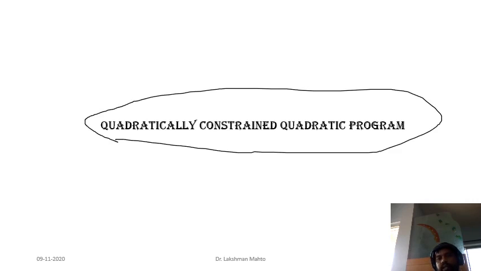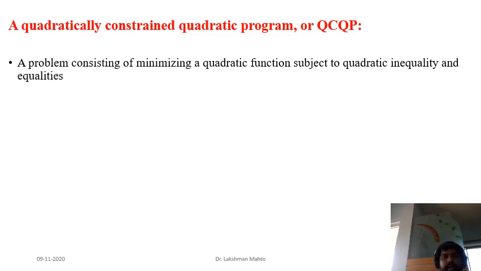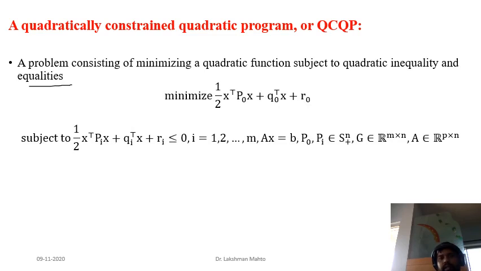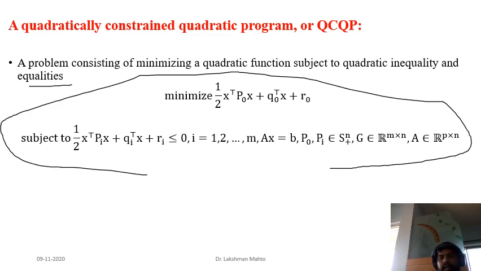So we have already seen enough examples of convex quadratic problems. Now the second kind of problem in quadratic form comes as the quadratically constrained quadratic program. It is a problem consisting of minimizing a quadratic function subject to quadratic inequality and equality constraints. This is the general form of a QCQP.